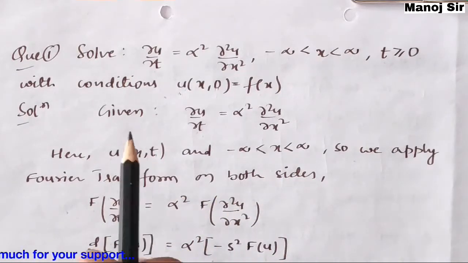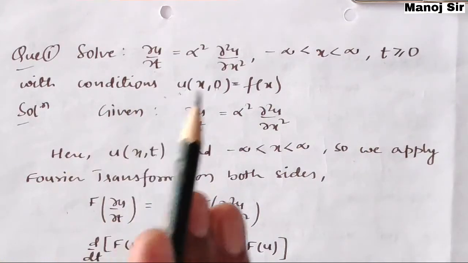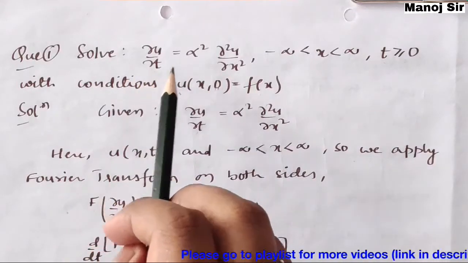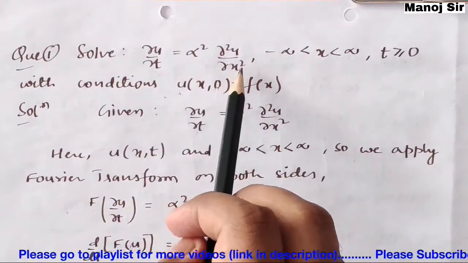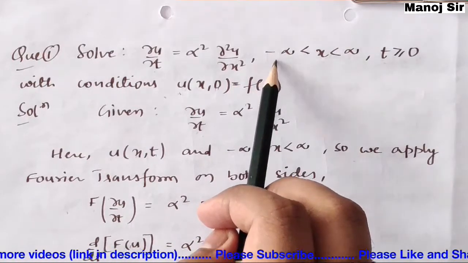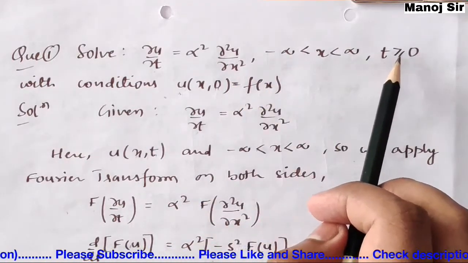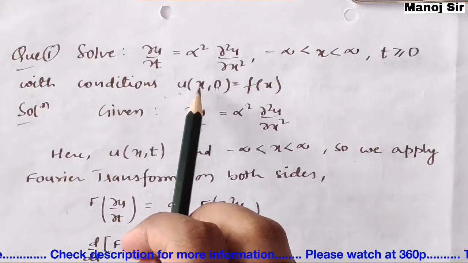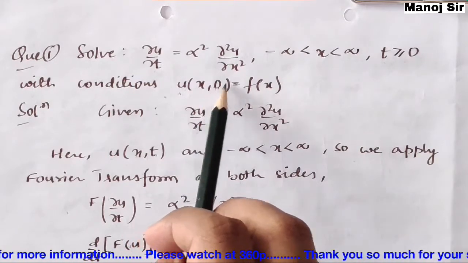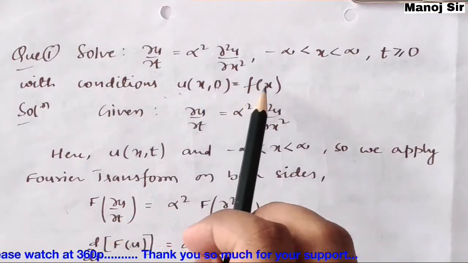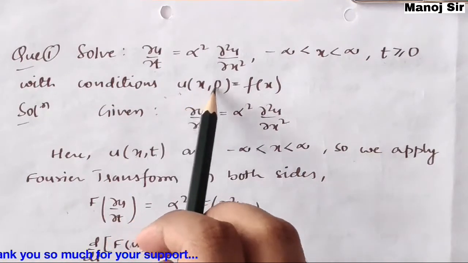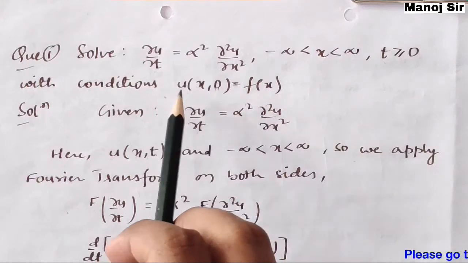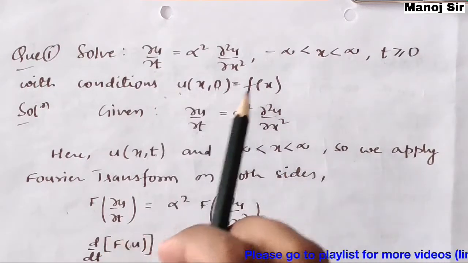So let us start solving the first problem on the topic, that is application of Fourier transform. The question says solve del u upon del t equals alpha square del square u upon del x square. The limit of x ranges from minus infinity to plus infinity, t is greater than or equal to 0, with conditions u at x comma 0. It means at t equal to 0, u becomes f of x. U is a function of x and t, and here the value of t is 0. So at t equal to 0 the function u becomes f of x.